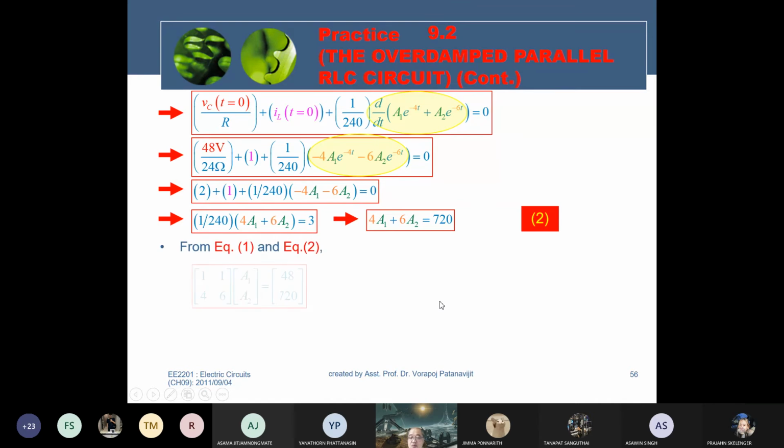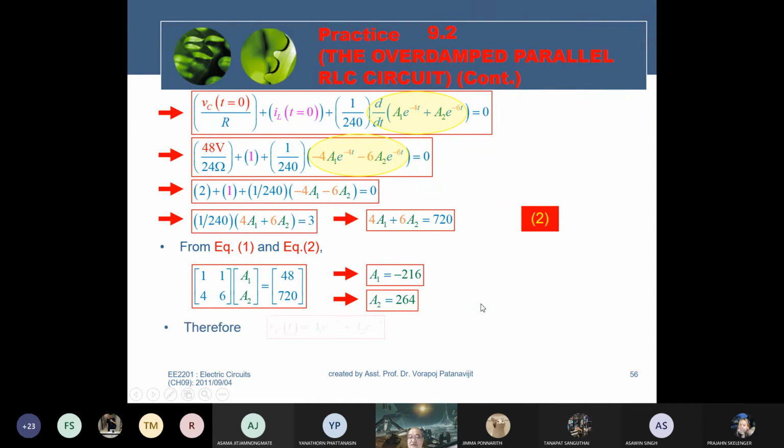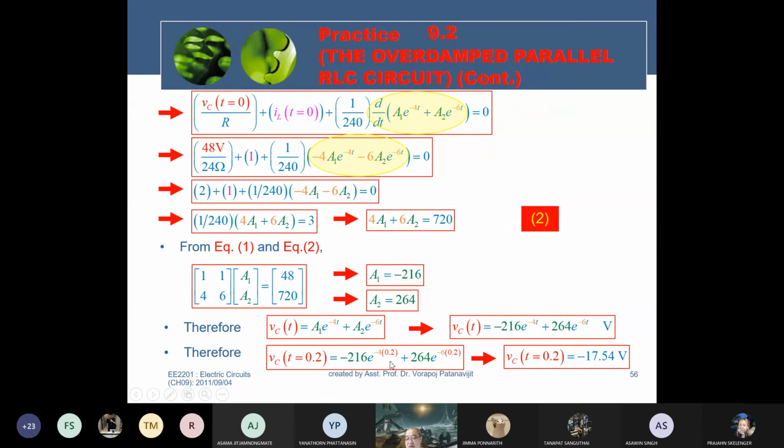Now you have equation 1 and equation 2. You substitute them to get the initial condition. You get A1 equal to minus 216 and A2 equal to 264. Therefore, the general form of the solution is the capacitance voltage equal to minus 216 e^(-40t) plus 264 e^(-60t). At time equal to 0.2 seconds, substituting 0.2 here, you get the capacitance voltage equal to minus 17.5 volt.